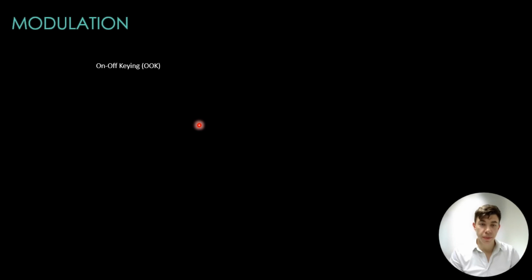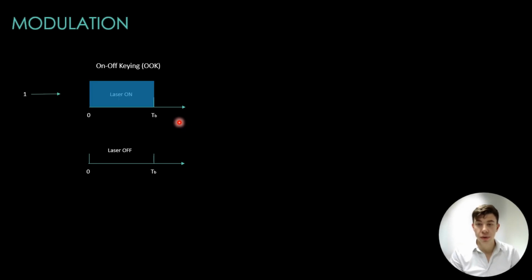First, on-off keying. On-off keying is the simplest form of modulation, where the presence of light represents a binary 1 and the absence of light represents a binary 0. This technique is analogous to turning a flashlight on and off to transmit Morse code.